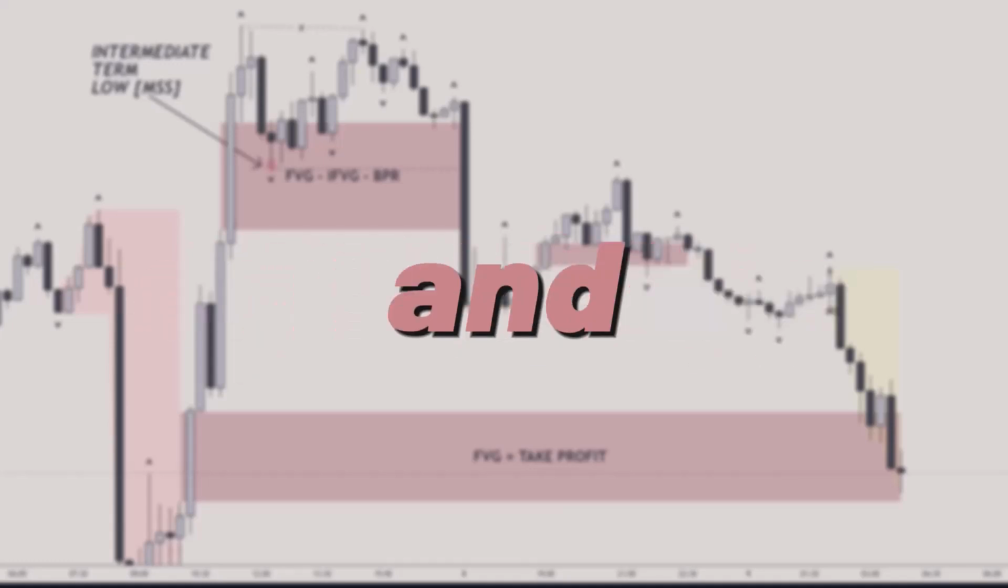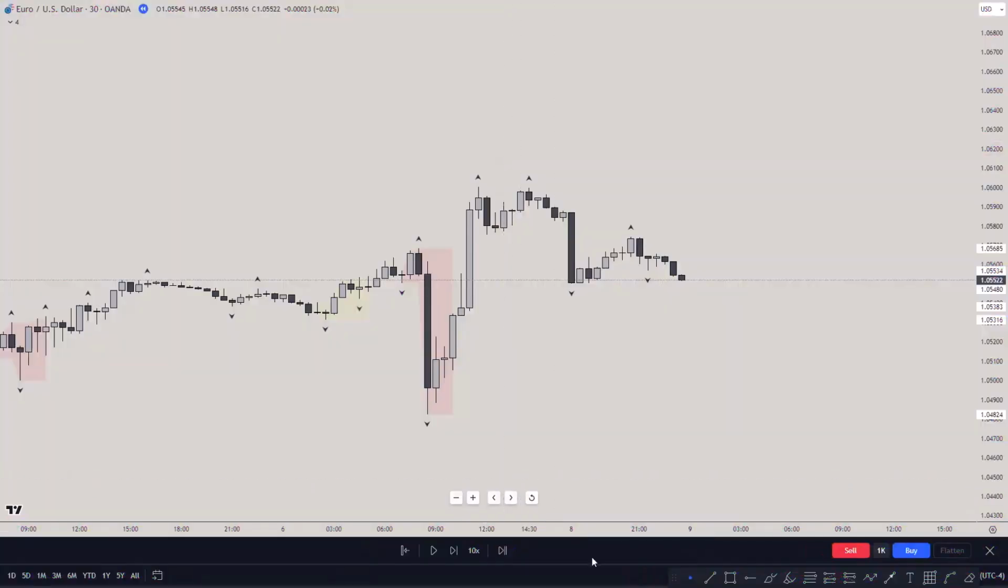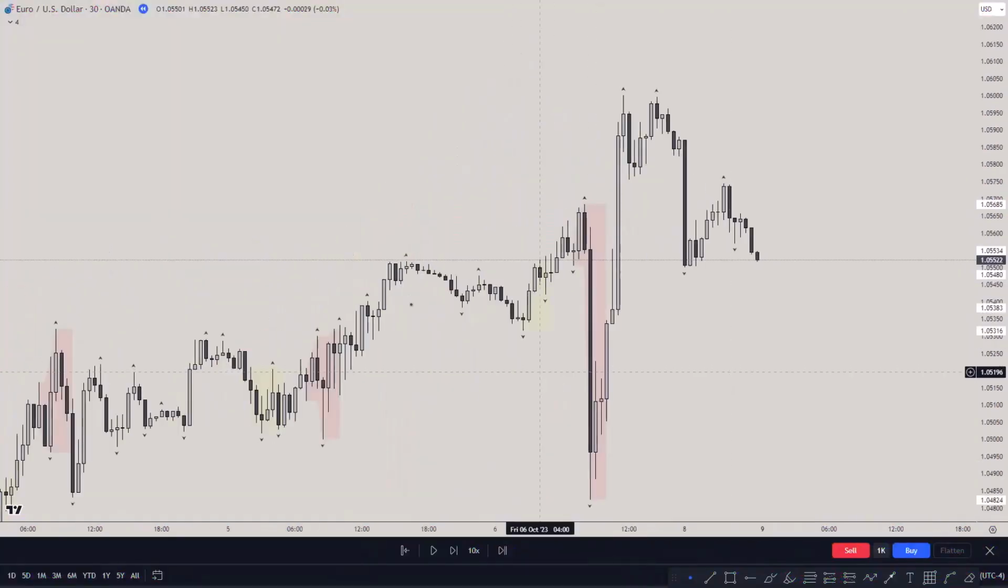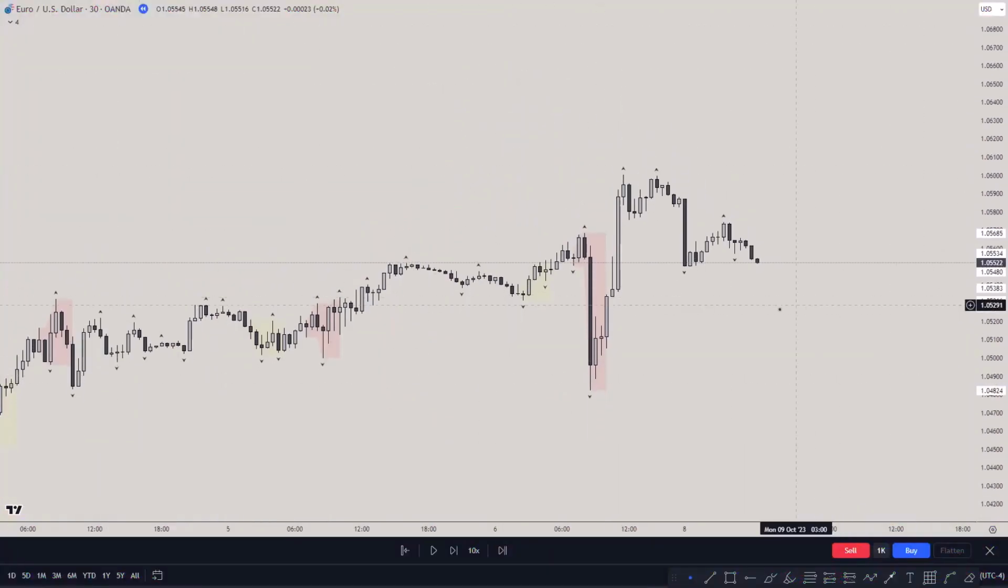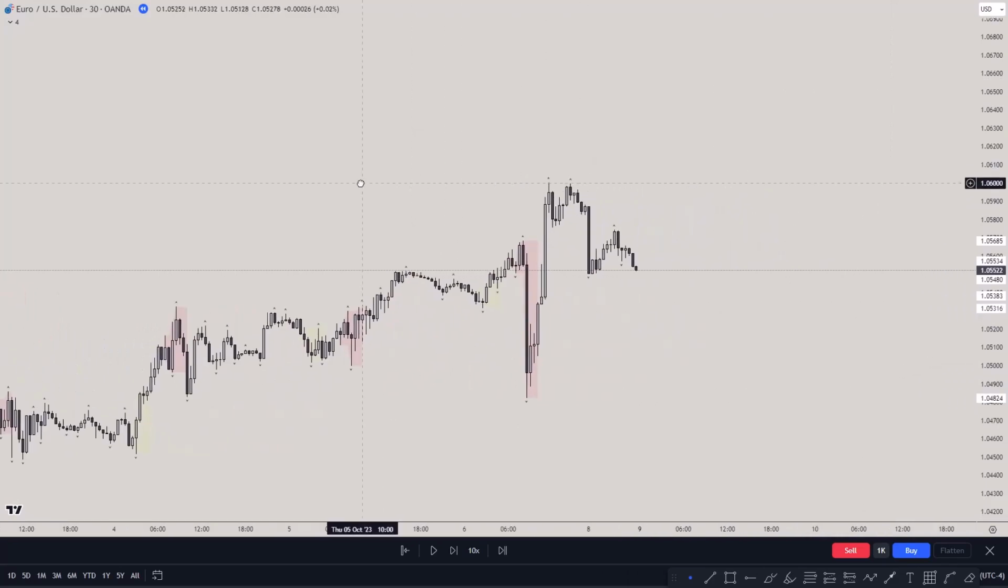This is Mulham, and let's get into the trade. So first of all, before the London session starts, I was looking at the 30 minutes and the 1 hour. They're almost the same, so I would just go over the 30 minutes.